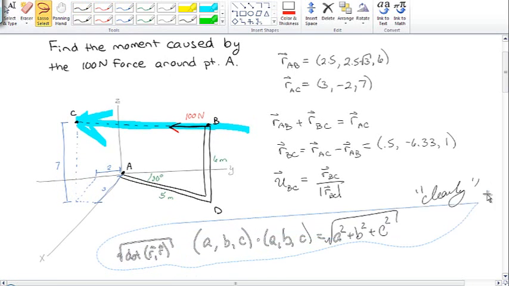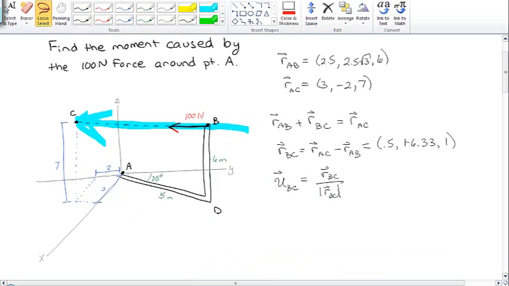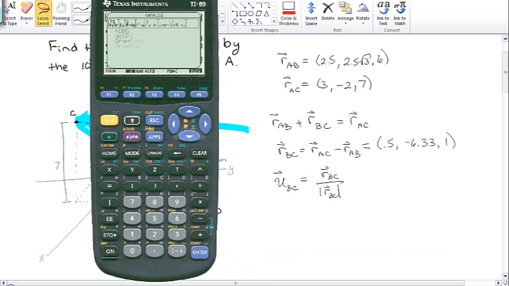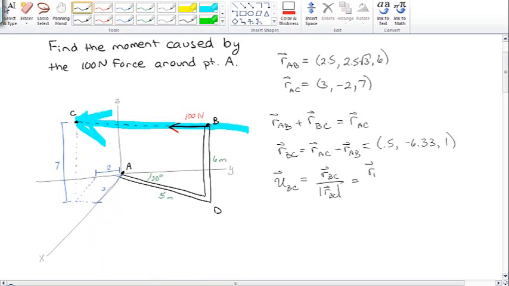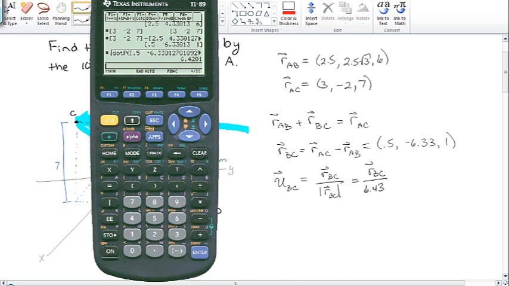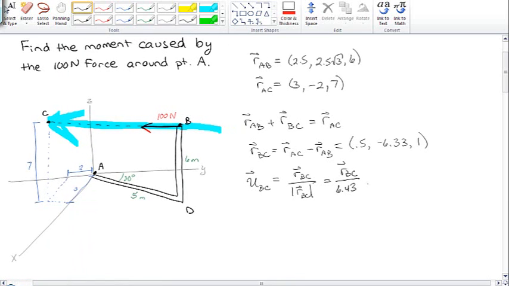Alrighty. So whenever I come over here, I'm going to do the square root of the dot product of this vector with itself. So its magnitude is 6.43. I'm going to take that vector and divide it by 6.43. So I've got this vector divided by 6.43, and then I've got this teeny weeny vector, 0.0778, negative 0.985, and 0.156. So that is a unit vector going from B to C.